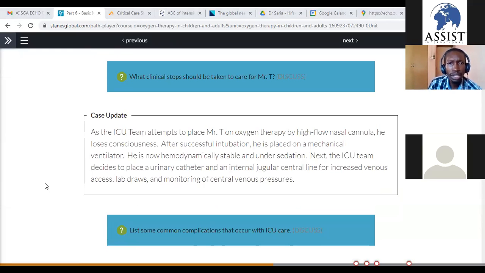So we can see even what has been done there. The option was to intubate him, and then they inserted different lines and catheters for monitoring urine output, a central line for frequent sampling, and they can monitor even central venous pressures. And then you'll see how you are doing with your patient with all those invasive lines inserted in there.